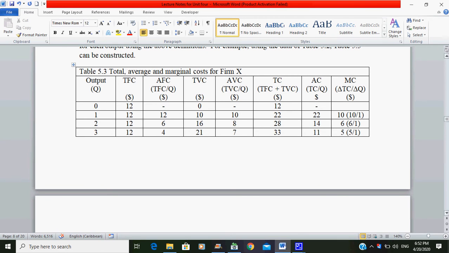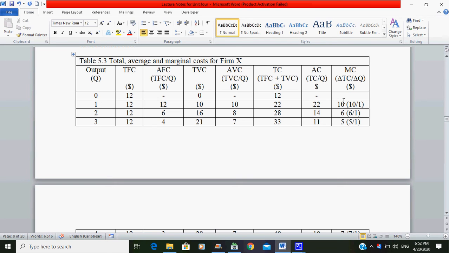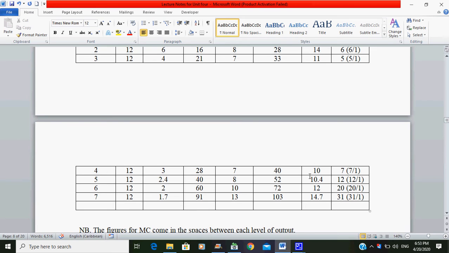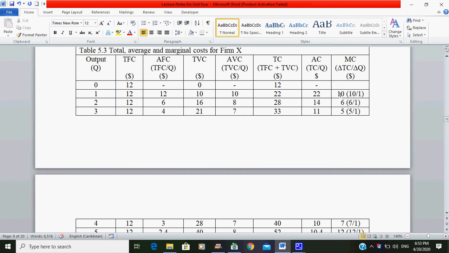And so on. Marginal cost now. Please note that the 10 is really between what? 0 and 1. Okay? The 6 represents between what? 1 and 2. The 5 represents between 2 and 3. The 7 represents between 3 and 4. 12, 4 and 5. 20, 5 and 6. And 31, 6 and 7. They should be placed in between, alright? So this 10 now is where total cost changes from 12 to 22, a difference of 10. The difference between the total cost at 0 output and the total cost when one unit of output is created is $10, right? And so on. That's why I get the change, the difference between what?